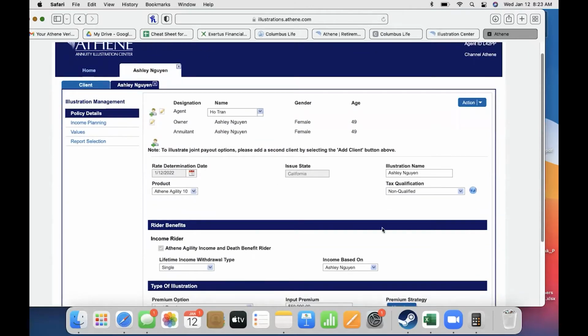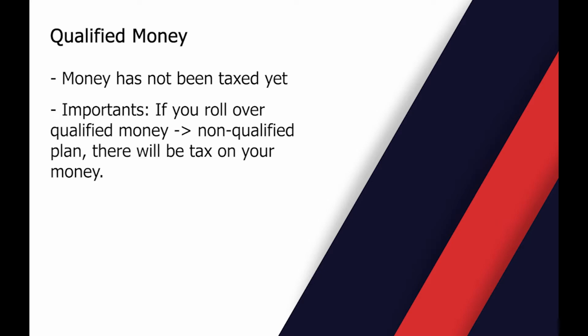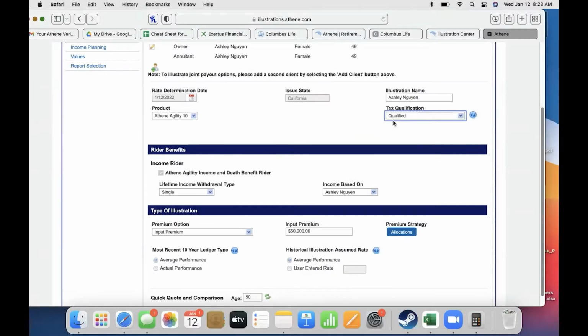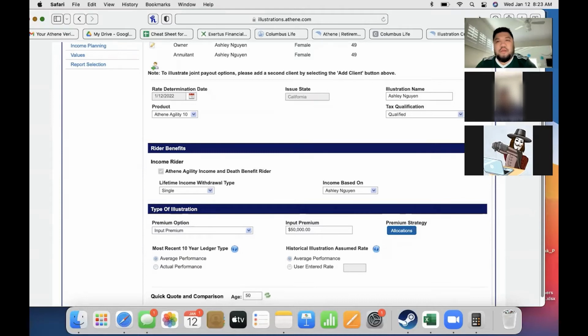Okay. California, qualified money. Because from a company or government 401k, 403b, that's qualified money. Qualified money means they haven't been taxed yet, right? So it's very important that you click that. Otherwise, if you roll over qualified money to a non-qualified plan, then there are tax implications, right? So if it's from a government, from work, and they still have it, you click qualified. Okay. So in this situation, it's qualified money.